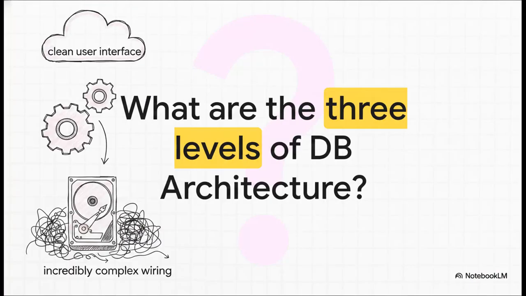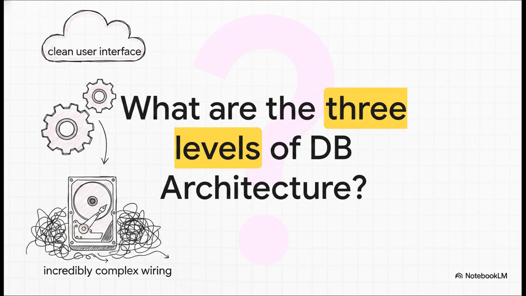Think of this whole topic like a top-down journey. We're going to start right at the surface, looking at what you and I, the everyday users, actually see, and then we're zooming all the way down, layer by layer. So, the fundamental question to spark our curiosity here is, what are the three levels of database architecture, and honestly, why do we even need them?